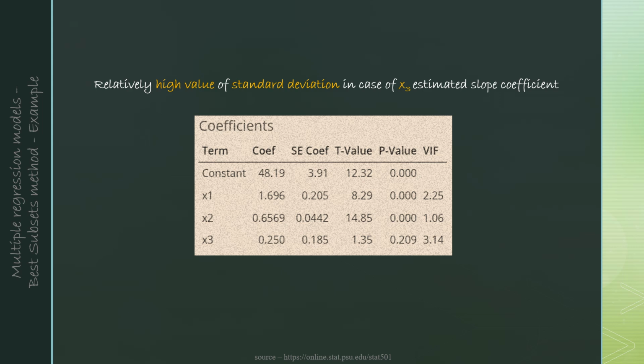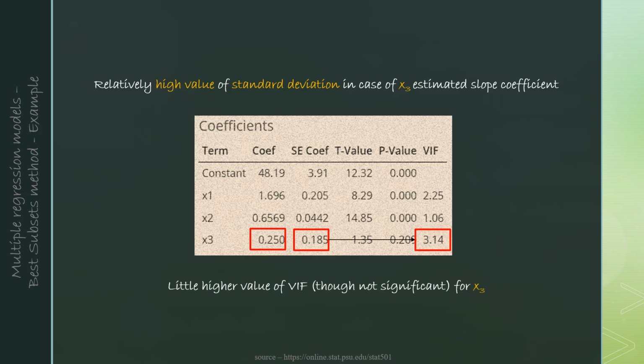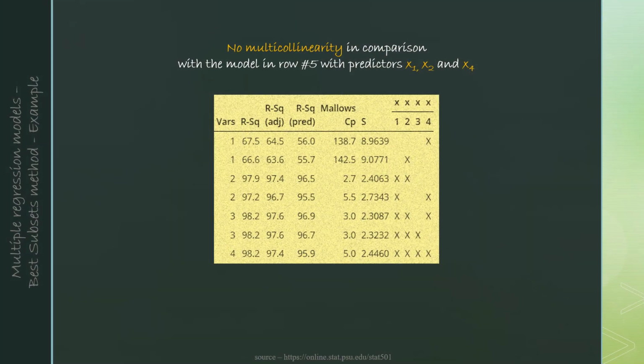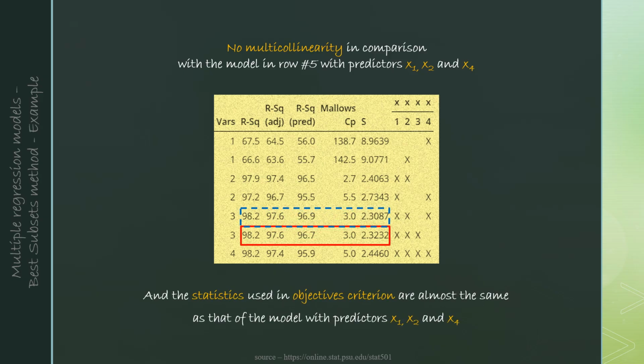We see a relatively high value of standard deviation in case of x3's estimated slope coefficient. A little higher value of VIF, though not significant, for x3 as well, possibly because of the faint negative correlation with x1. Therefore, no multicollinearity in comparison with the model in row number 5 with predictors x1, x2 and x4, and the statistics used in objectives criterion are almost the same as that of the model with predictors x1, x2 and x4.